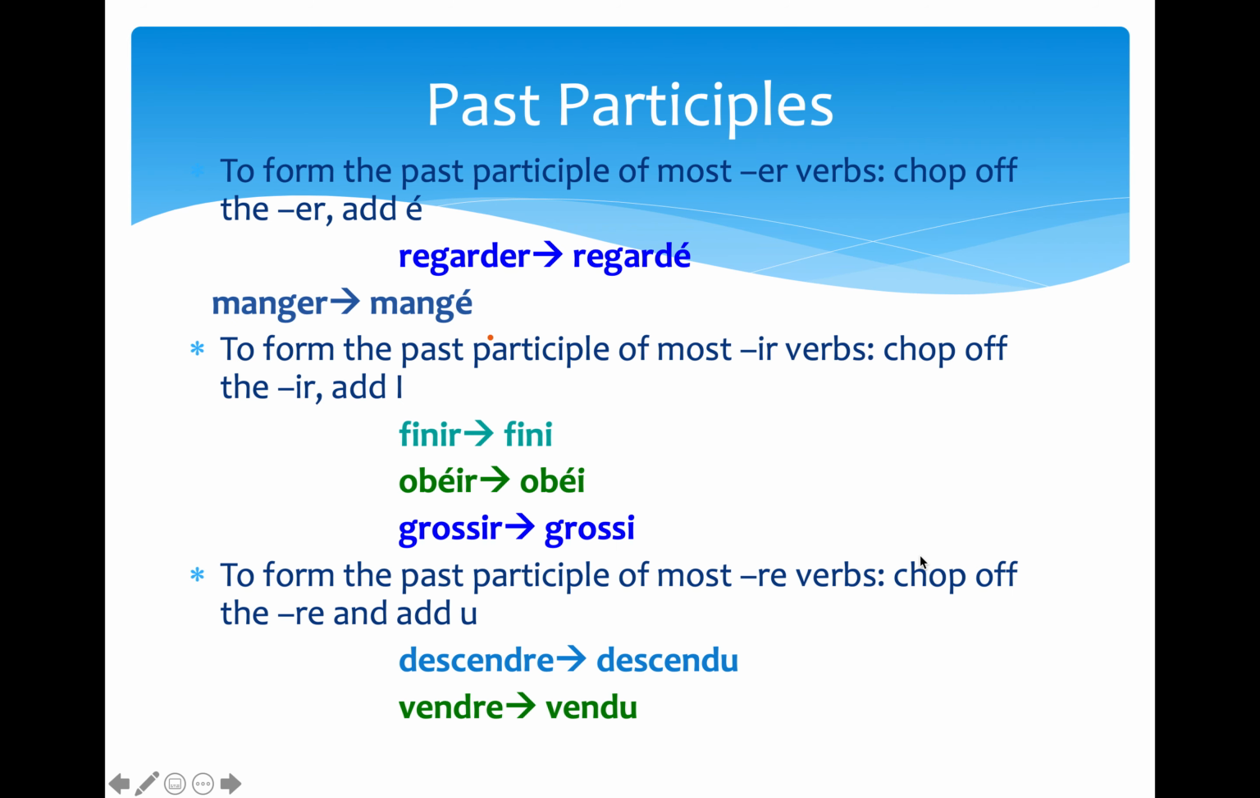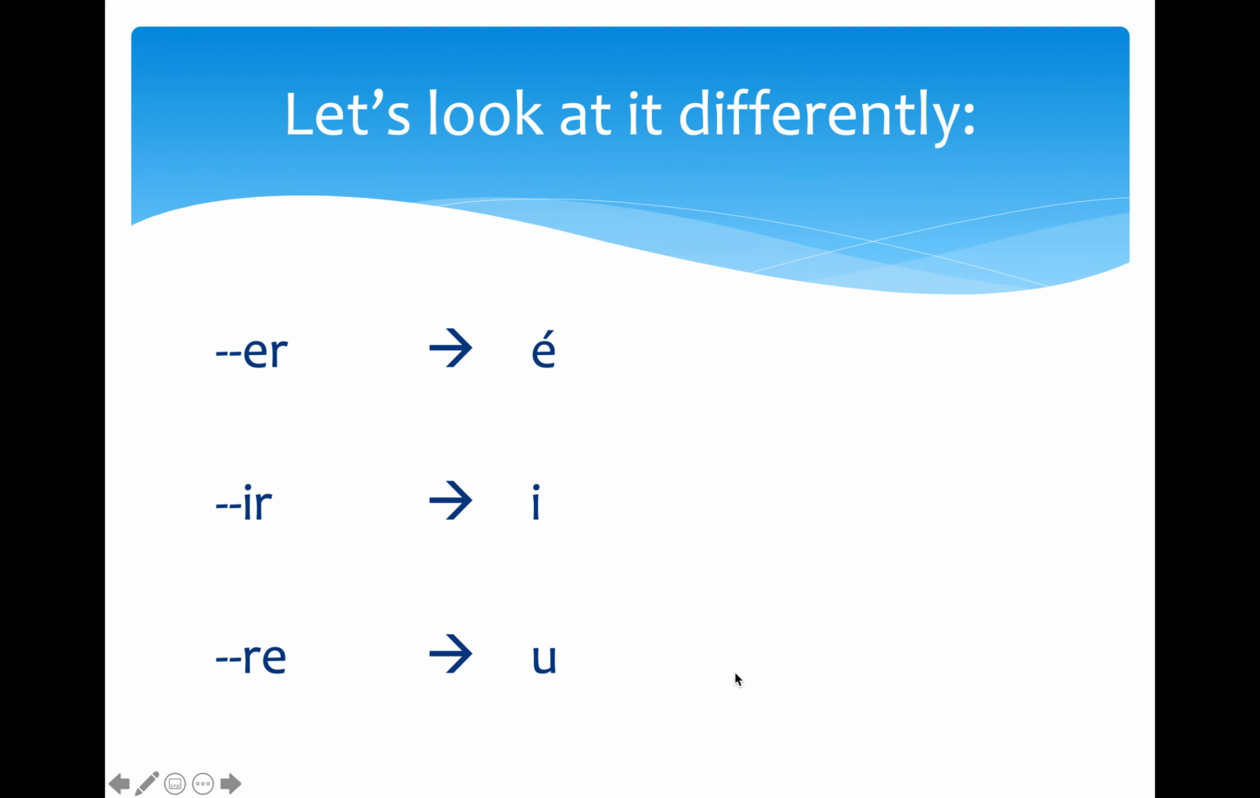And then you'll recall that we learned some patterns with ER verbs. We chop off the ER and we add É. We chop off the IR, we add I. We chop off the RE and we add U. And the way they sound is É, I, U. Okay? So the regular past participles have these sounds, either É, I, or U.